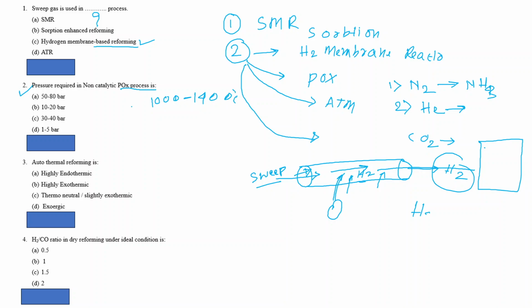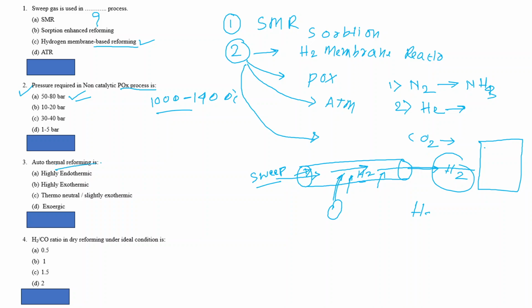The pressure: non-catalytic means high temperature, high pressure. Always remember, above 30 bar. So your answer will be 50 to 80 bar. Always remember that when non-catalytic means no catalyst is used, then the temperature will be high. The temperature requirement is high, and the pressure requirement is also high.